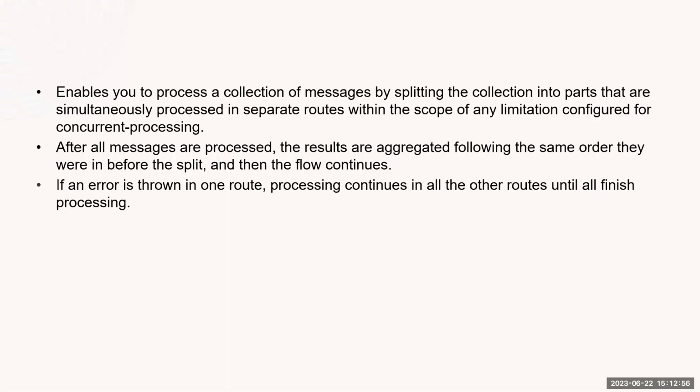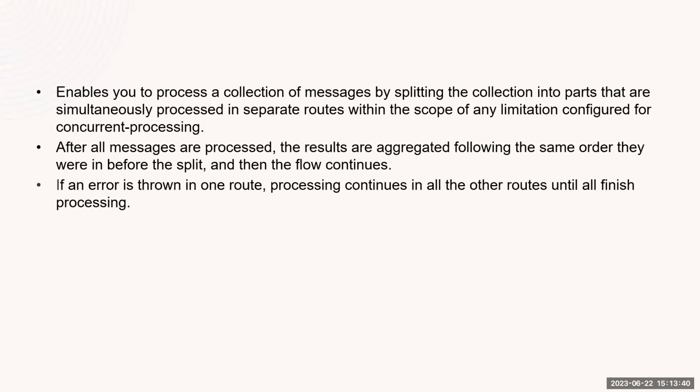It enables you to process a collection of messages by splitting the collection into parts that are simultaneously processed in separate routes, within the scope of any limitation configured for concurrent processing. So it's similar to for each, where the records will be split into one each and processed through the flow. After all the messages are processed, the results are aggregated following the same order they were in before the split, and then the flow continues. If an error is thrown in one route, processing continues in all the other routes until all finish processing.